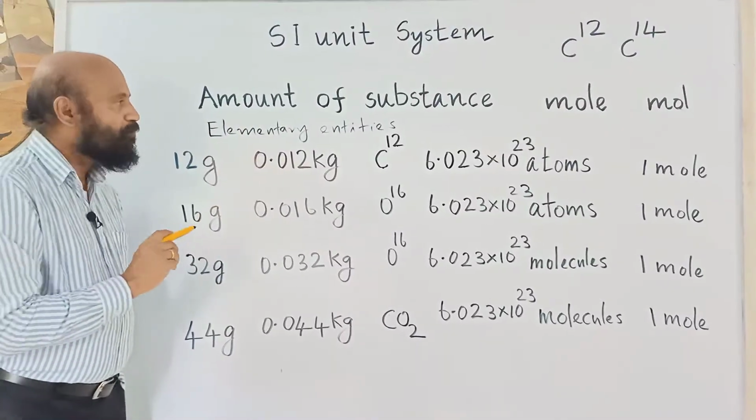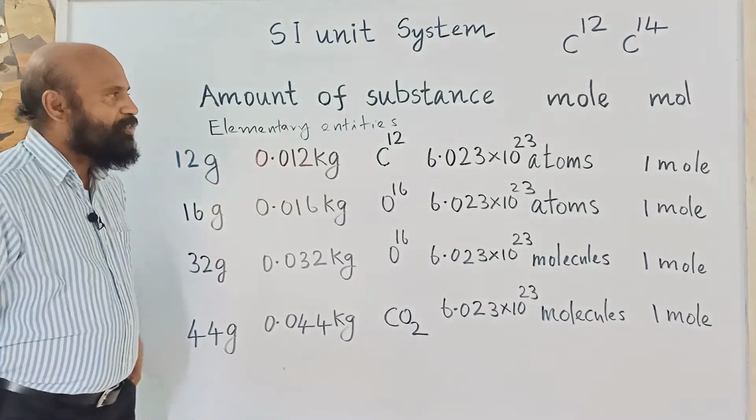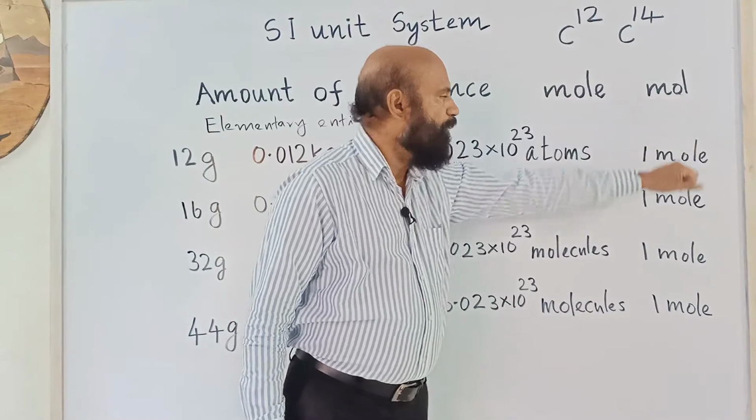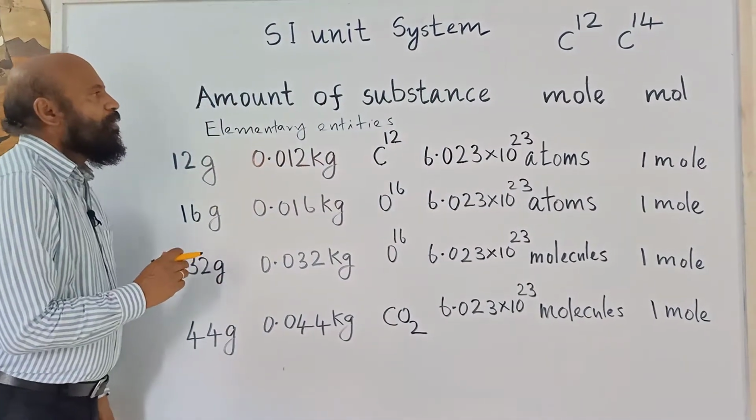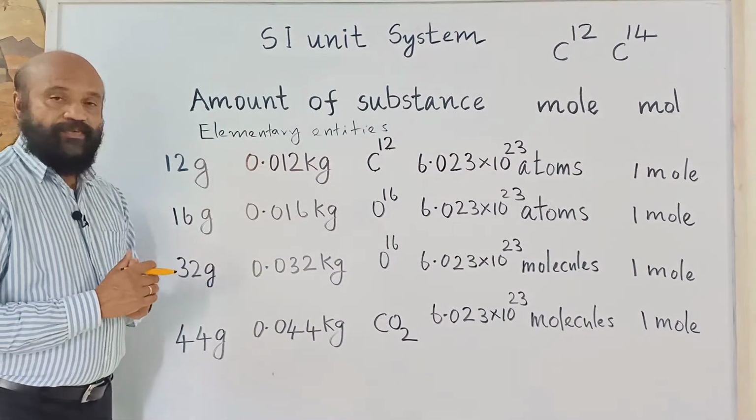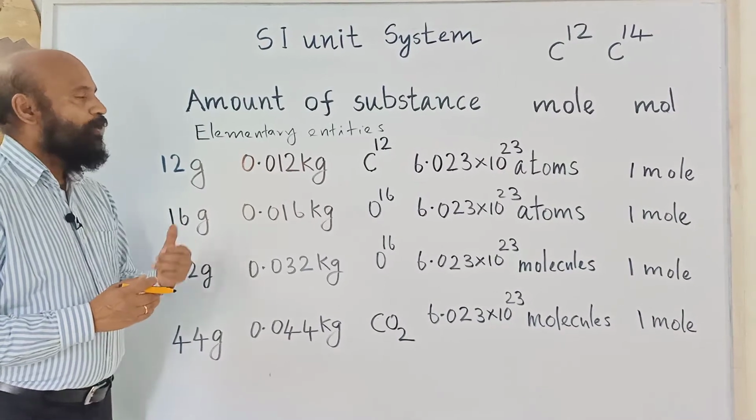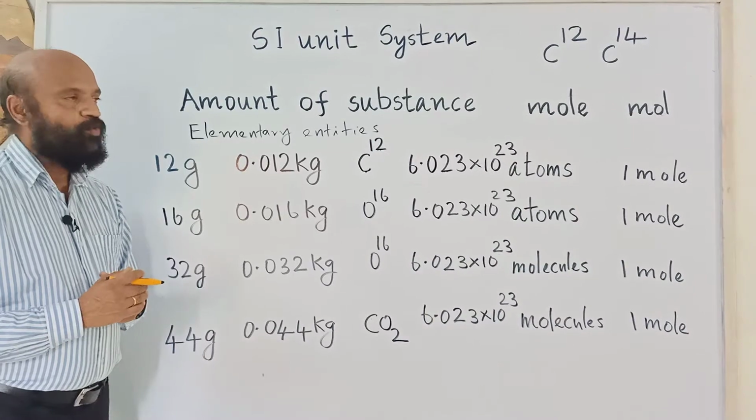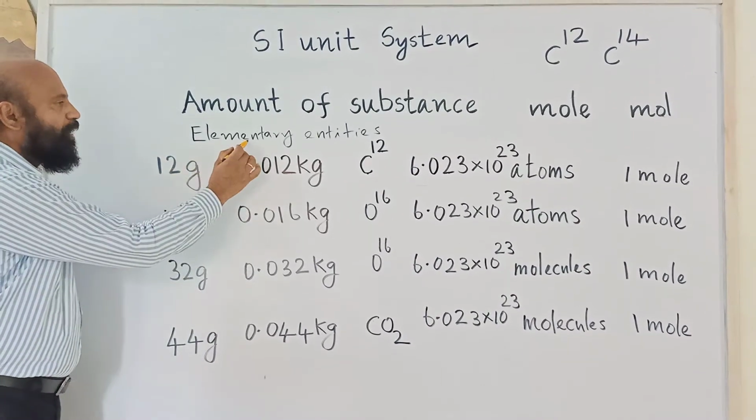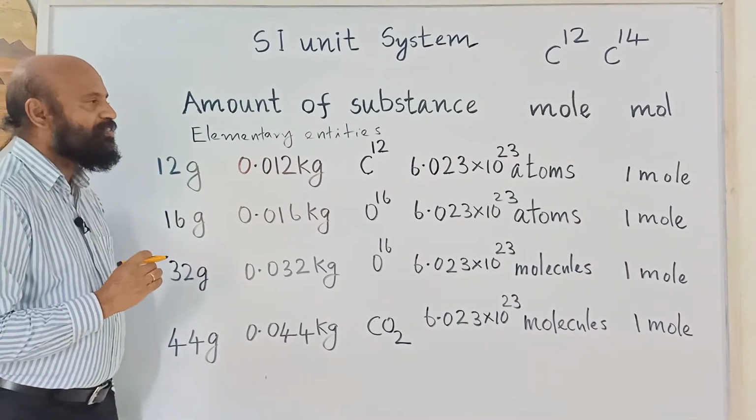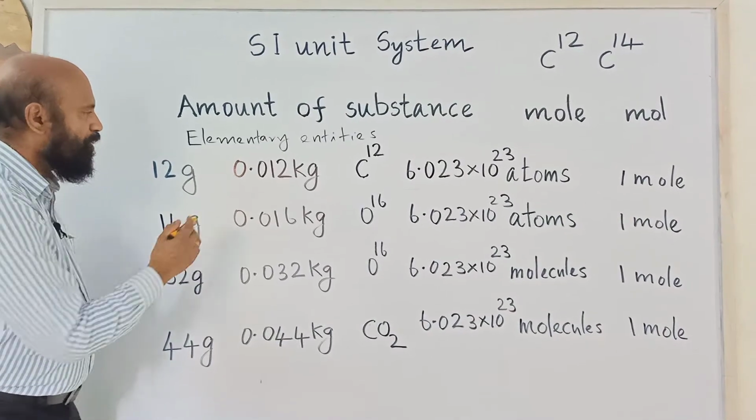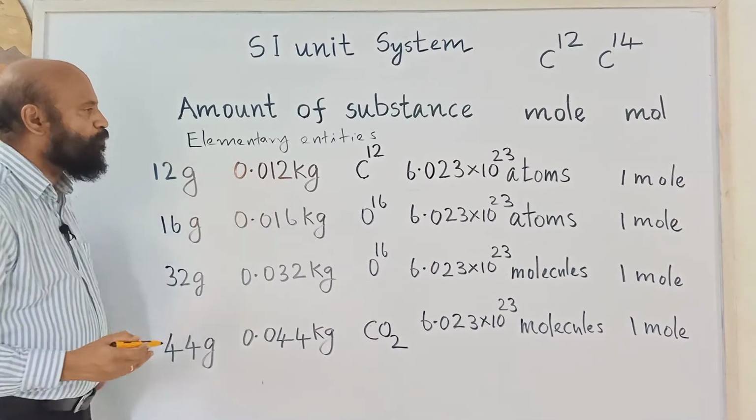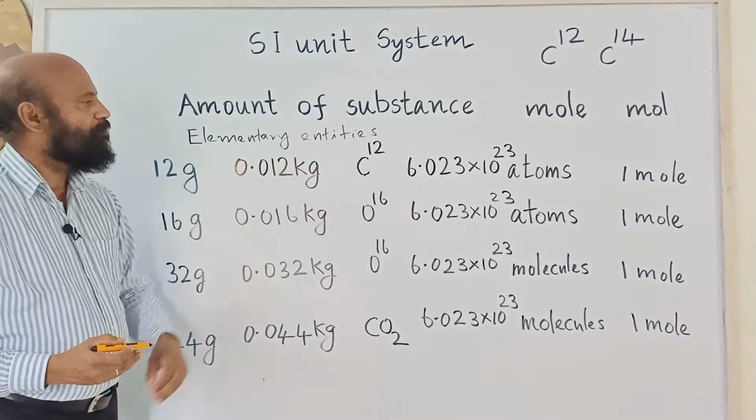SI unit for amount of substance is mole. It is represented like this, mol. Now let me give you the definition. 1 mole is defined as the amount of substance which contains as many elementary entities as there are atoms in 0.012 kilogram of carbon 12.